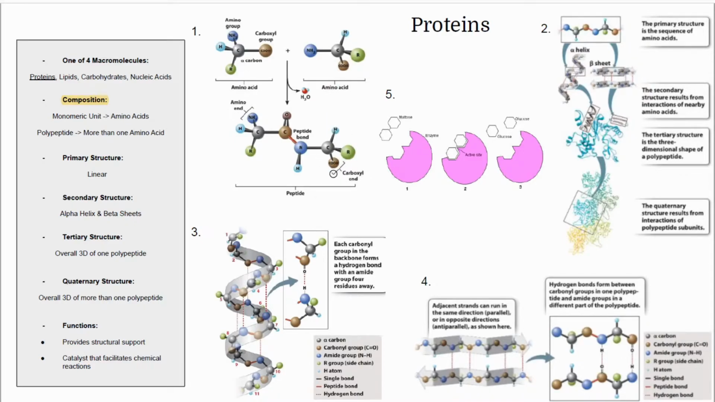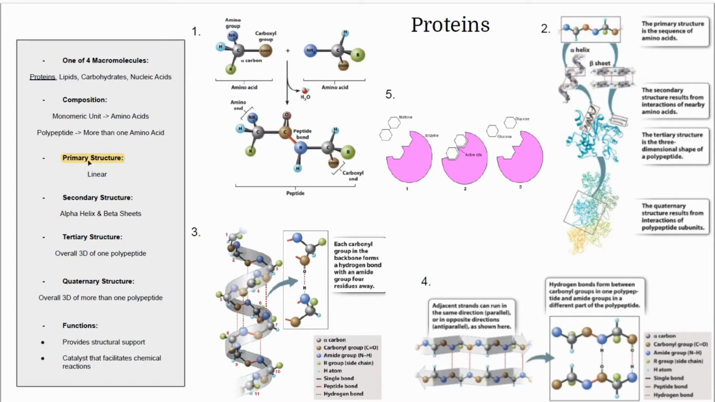This is a carboxyl end because the carboxyl group is free. It only has the bond to the carbon. It does not participate in the peptide bond. In this case, this is an amino end because the amino group does not participate in the peptide bond. The carboxyl does. Therefore, this is the amino end and this is the carboxyl end.